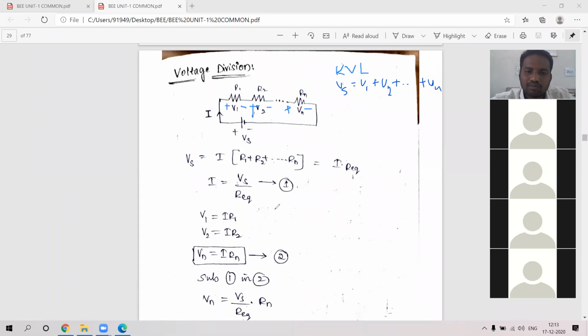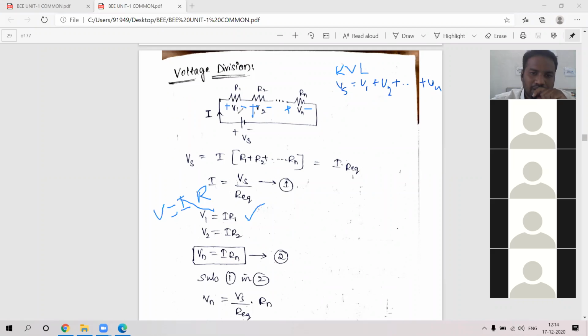which is nothing but, what is V1? We know V1 is I into R1 only. Just apply Ohm's law: V is equal to I into R. If you apply V is equal to IR, what is V1? V1 is nothing but the current I, I itself only.